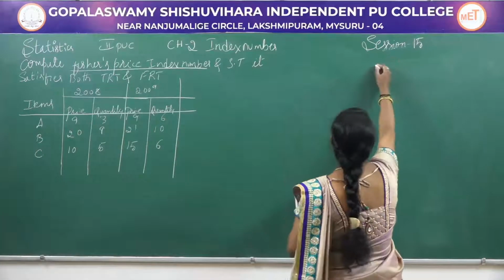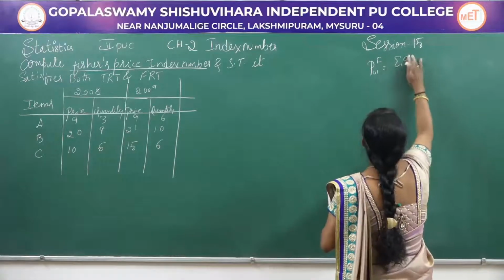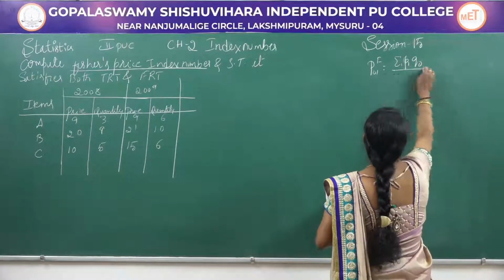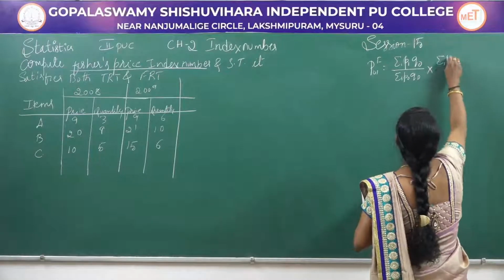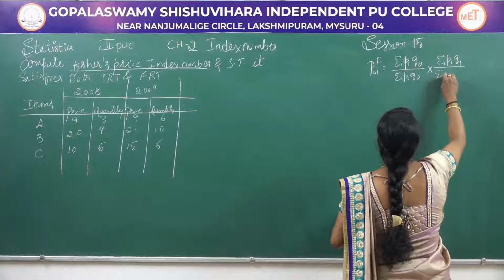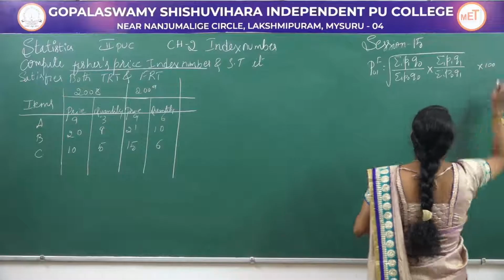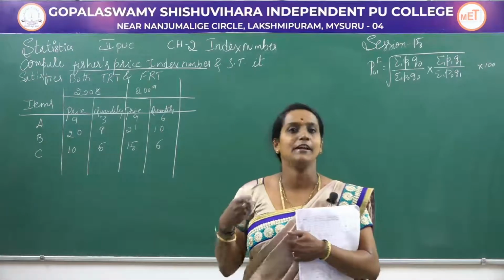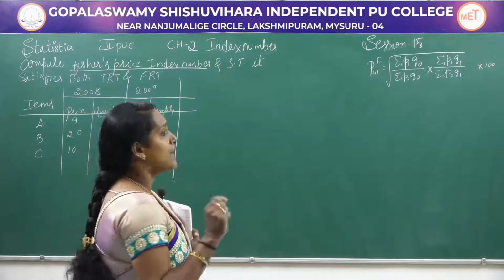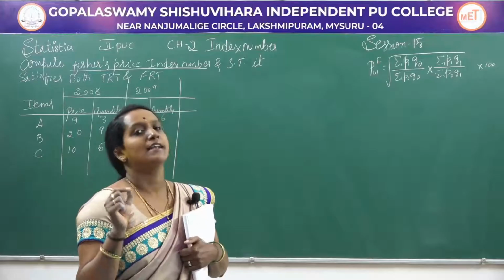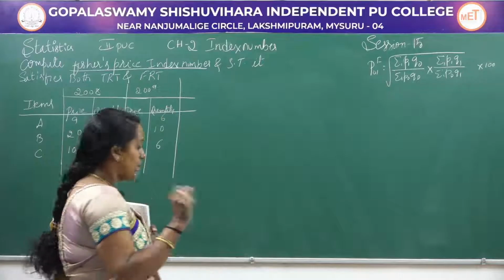Fisher's price index number is the square root of summation of P1 Q0 by summation of P0 Q0, into summation of P1 Q1 by summation of P0 Q1, multiplied by 100. First we have to calculate Fisher's price index number. That formula will carry marks, and the value you get will also carry marks.